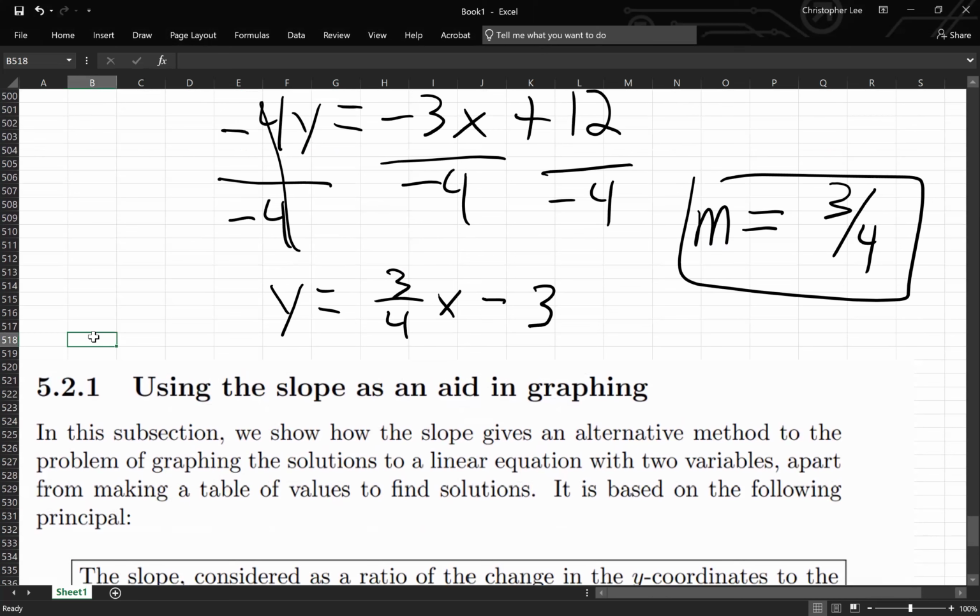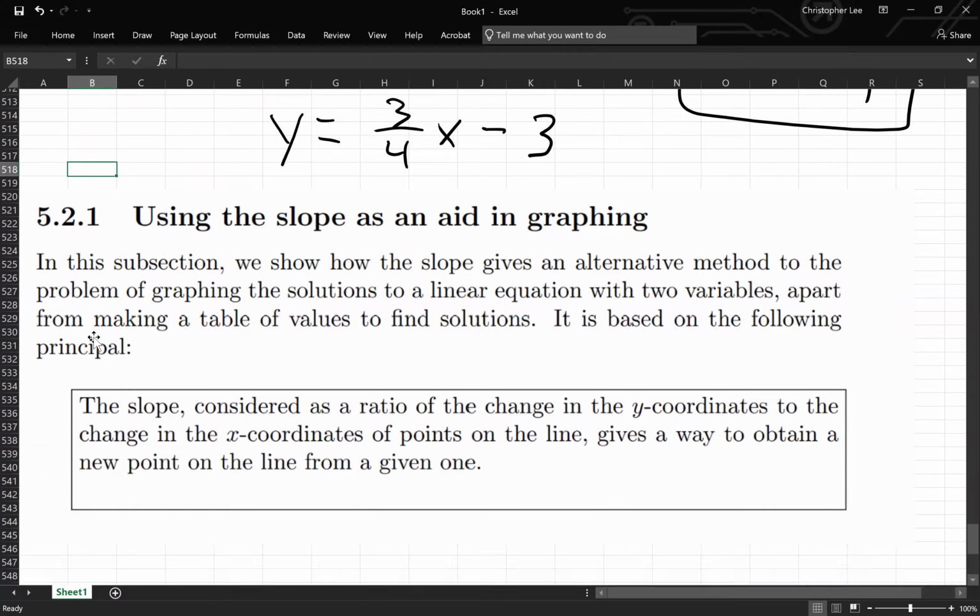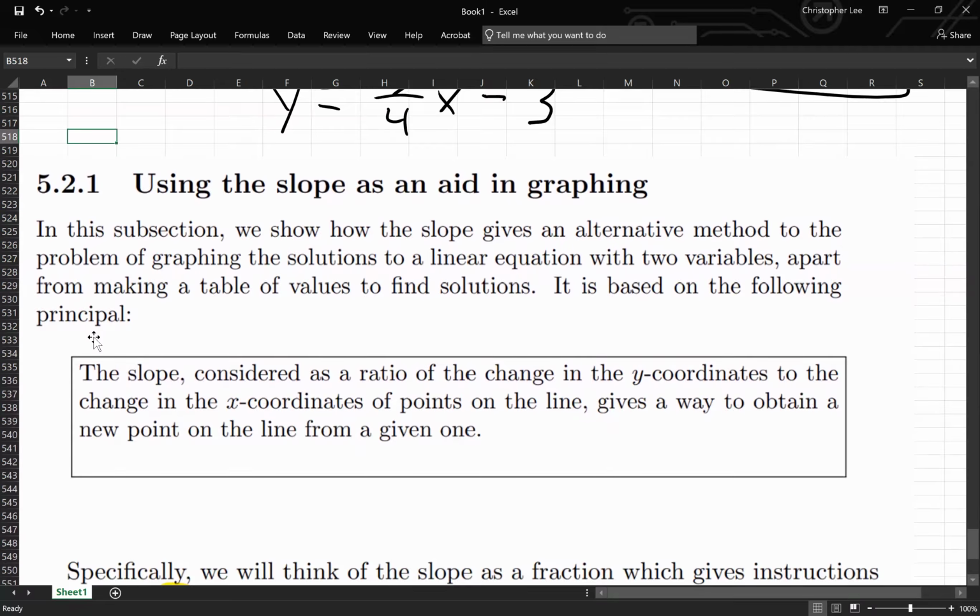So now let's talk about using the slope as an aid in graphing. So in this subsection, we show how the slope gives an alternative method to the problem of graphing the solutions to a linear equation in two variables. Apart from making a table of values to find solutions, it is based on the following principle. The slope, considered as a ratio of the change in the y coordinates to the change in the x coordinates of a given point on the line, gives a way to obtain a new point on the line from a given one.